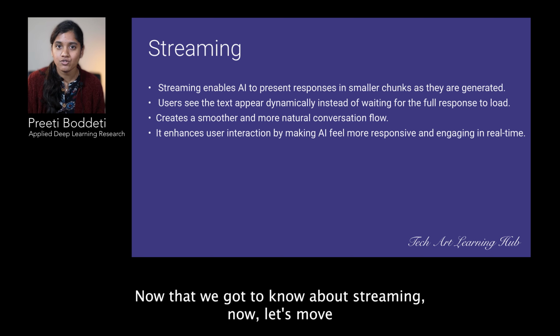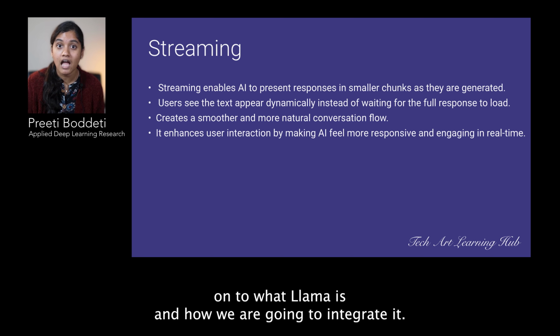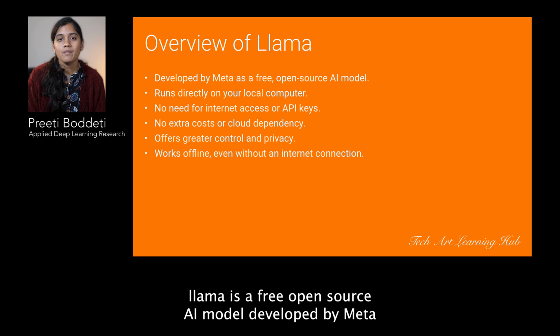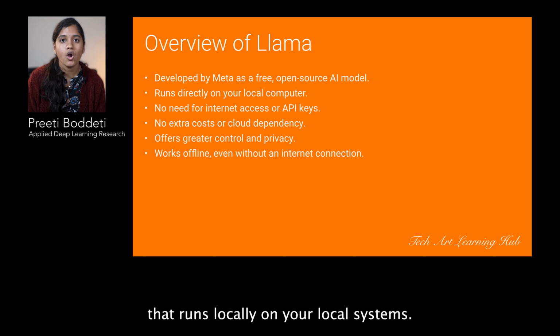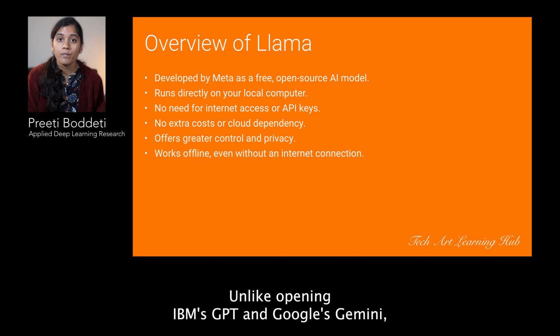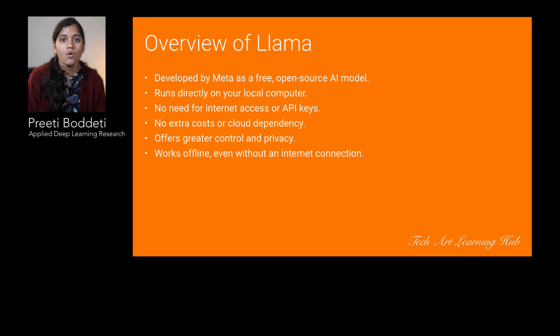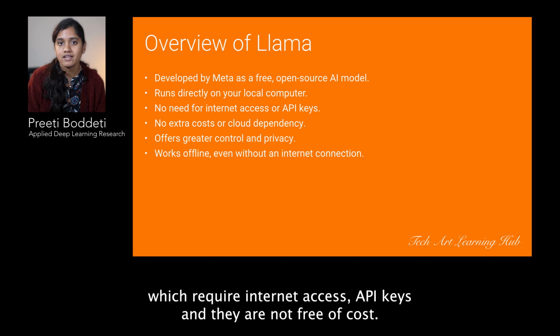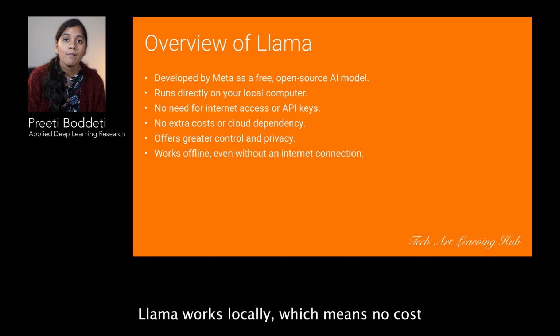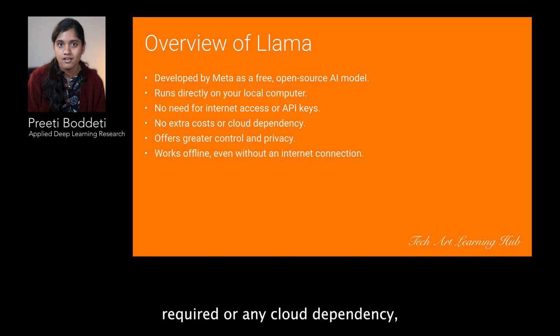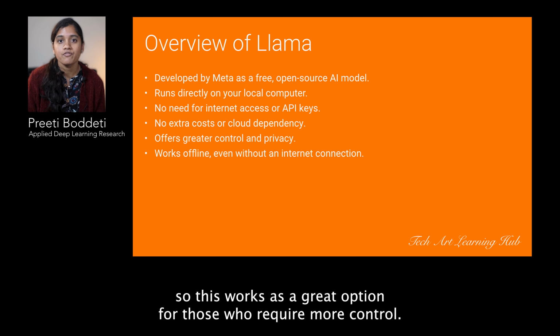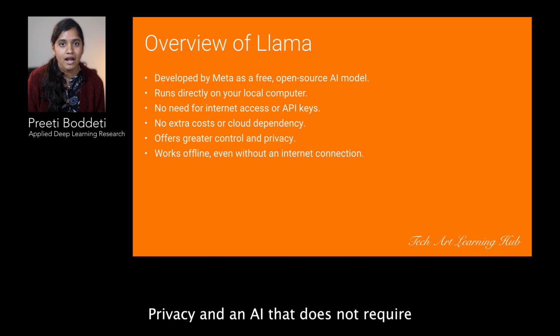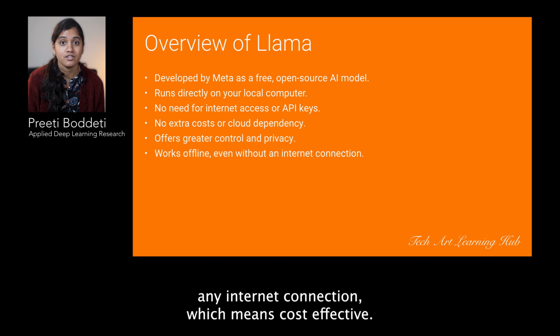Now that we got to know about streaming, let's move on to what Llama is and how we are going to integrate it. Llama is a free open source AI model developed by Meta that runs locally on your local systems. Unlike OpenAI's GPT and Google's Gemini, which require internet access, API keys, and are not free of cost, Llama works locally, which means no cost or any cloud dependency. So, this works as a great option for those who require more control, privacy, and an AI that does not require any internet connection, which means cost effective.